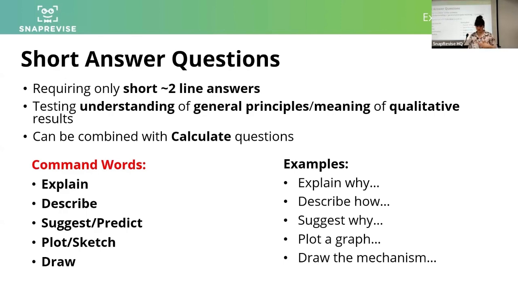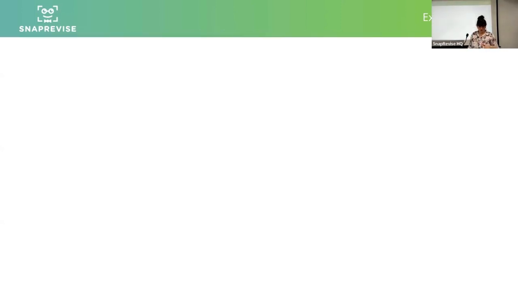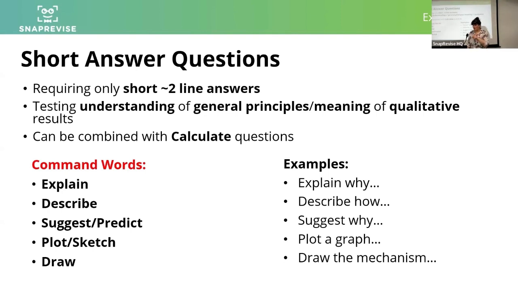You could be asked to explain why, describe how, suggest why, plot a graph of, draw the mechanism for, etc. Again, in the specification, you're looking for phrases such as know that, understand that, describe that. Students should be able to explain that, etc. So that's what you're looking for in your specification. Again, get comfortable with your specification. Use it to work out what you could be expected to explain, describe, draw, etc.